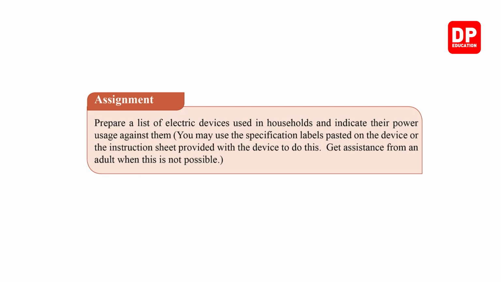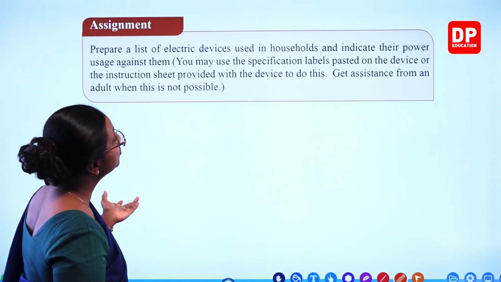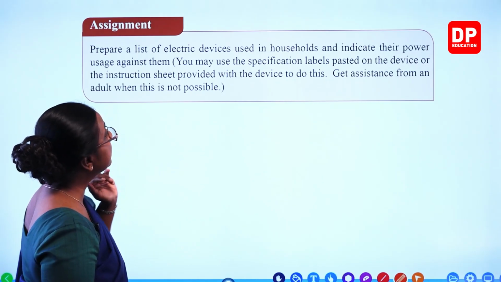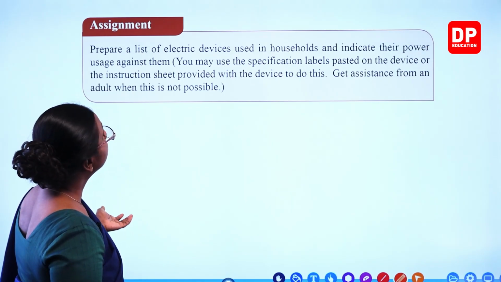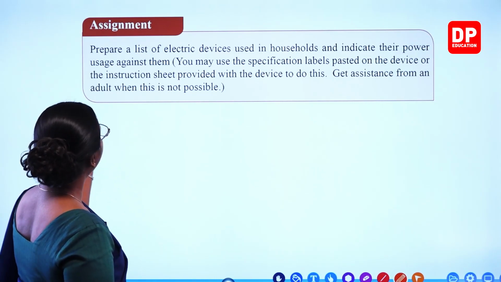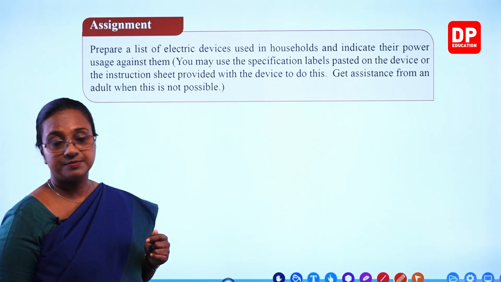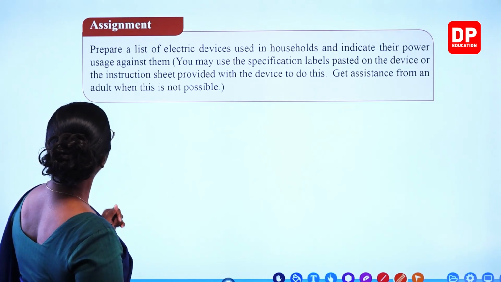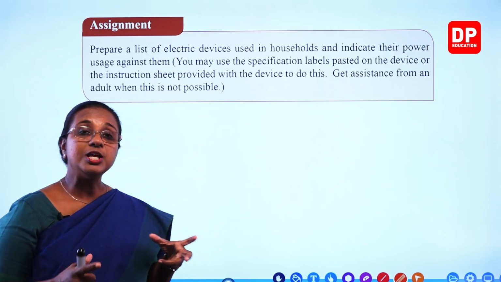So there is an assignment for you all to do. Prepare a list of electric devices used in households and indicate their power usage against them. You may use the specification labels pasted on the device or the instruction sheet provided with the device to do this. Get assistance from an adult when this is not possible. So normally you all get that.